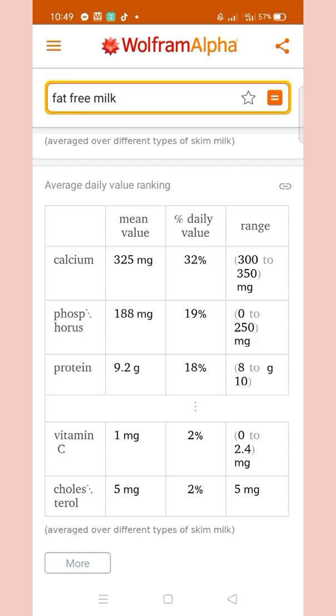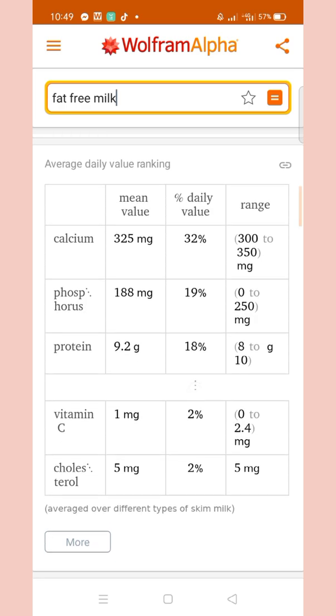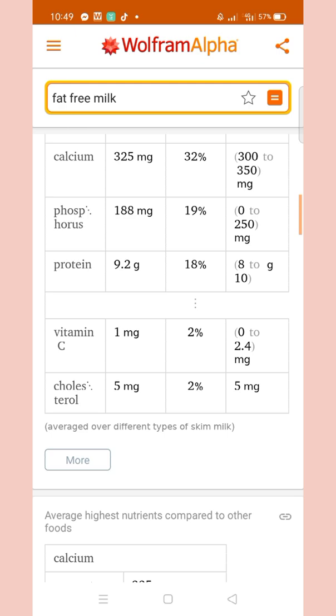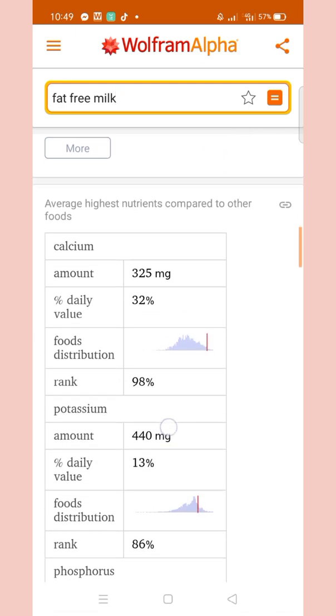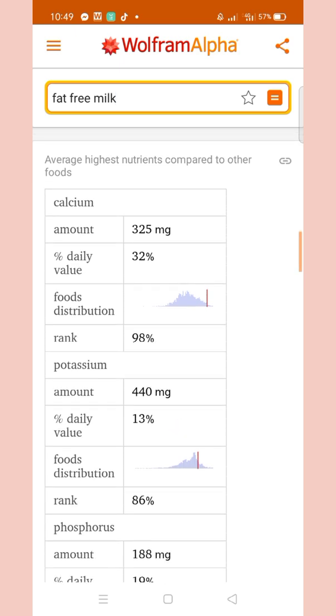So average daily value ranking. So mean value, percentage daily value, and range. Calcium 325 milligrams, 32%, 300 to 350 milligrams. So phosphorus 188 milligrams, 19% daily value, 0 to 250 milligrams. Protein, 9.2 grams, 18%, and the average highest nutrients compared to other foods.